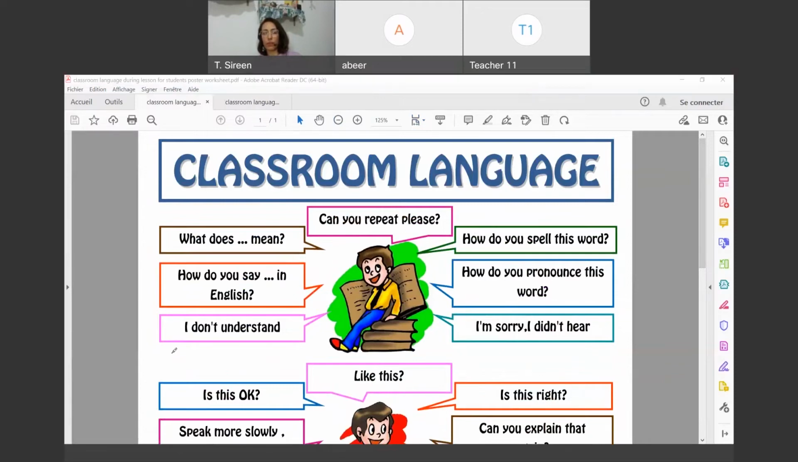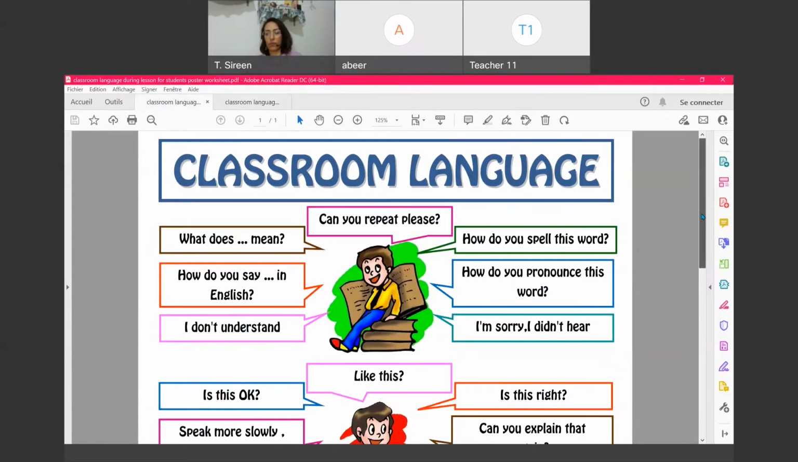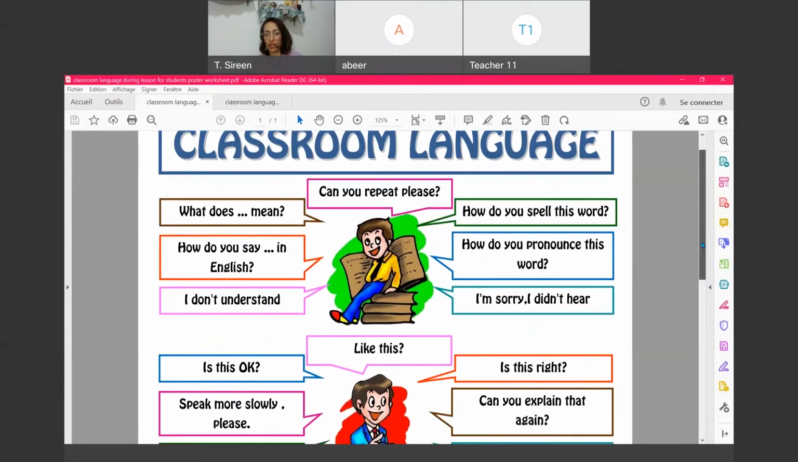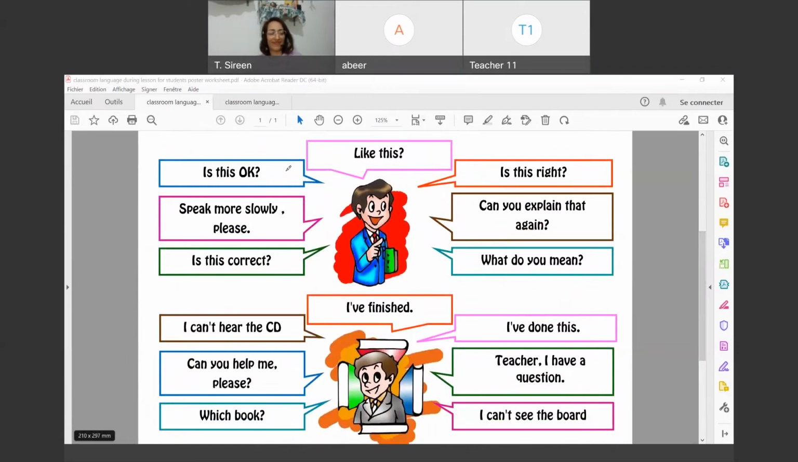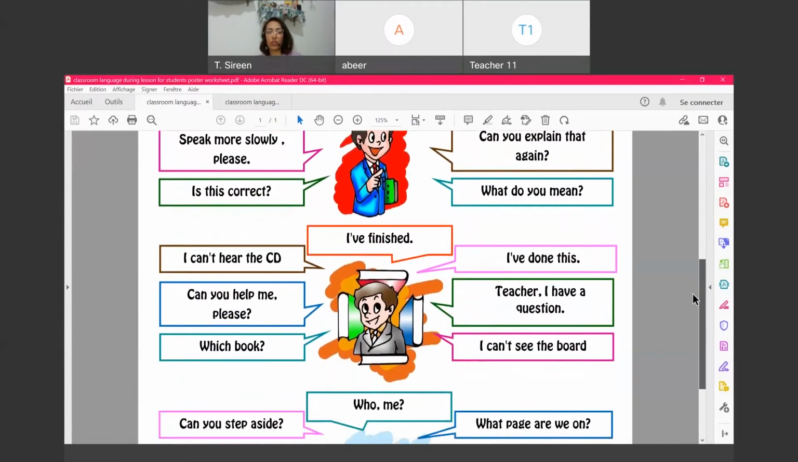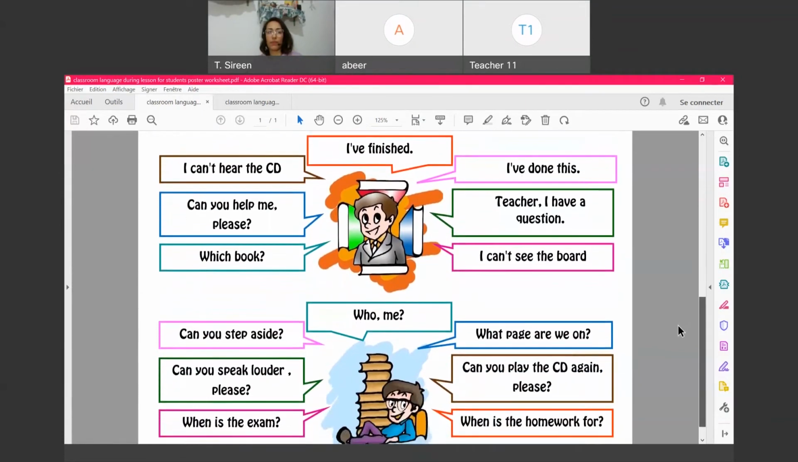Can you repeat it, please? What does mean? How do you say in English? I don't understand. How do you spell this word? How do you pronounce this word? I'm sorry, I didn't hear. Is this okay? Speak more slowly, please. Is this correct? Is this right? Can you explain that again? What do you mean? I have finished. I can't hear the CD. I've finished. Can you help me, please?